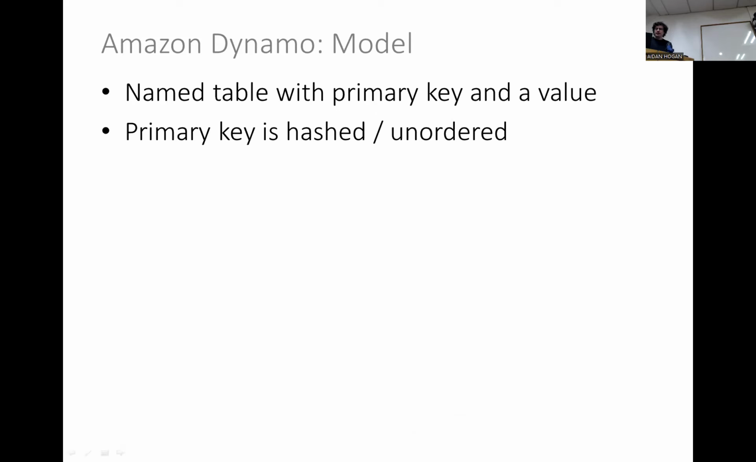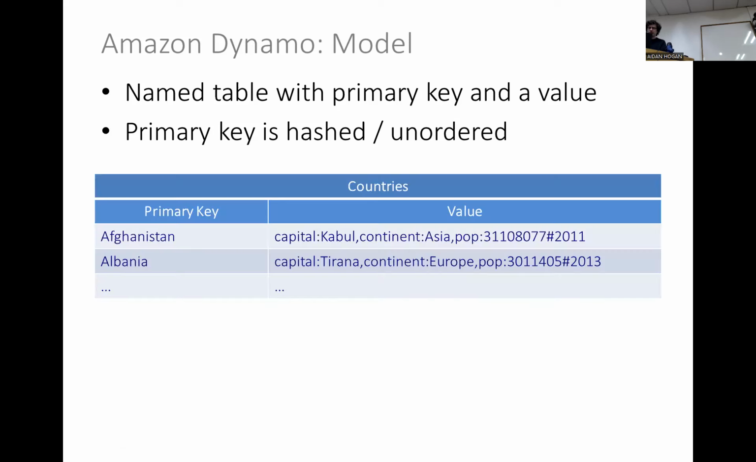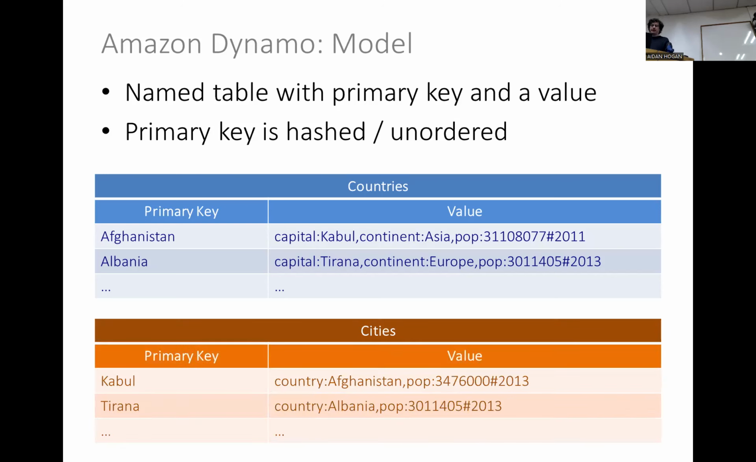So the model in terms of what Amazon Dynamo allows us to store, we essentially have tables with 2 columns. We have a primary key and we have a value. So it's essentially a map masquerading as a table. The primary key is hashed or unordered, so we don't have any order implicit in the map. We can have maybe one table or map for countries, another table or map for cities, and so forth.